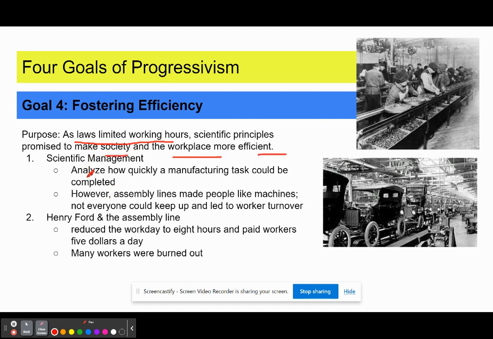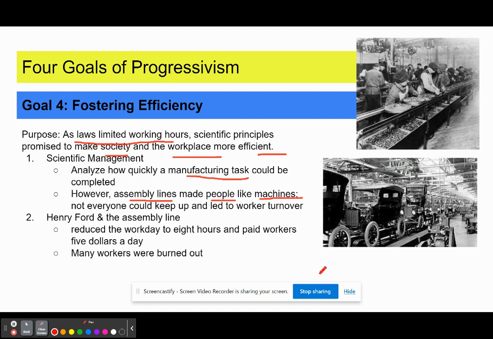Scientific management was a technique in which they would analyze how quickly a manufacturing task could be completed, like on an assembly line. You see here, these are part of the wheels of a tire, and each person is doing one step. If you have a bunch of people lined up and everyone does one step, can you make the pieces faster? And then here's another picture of the assembly line. So assembly lines made people like machines.